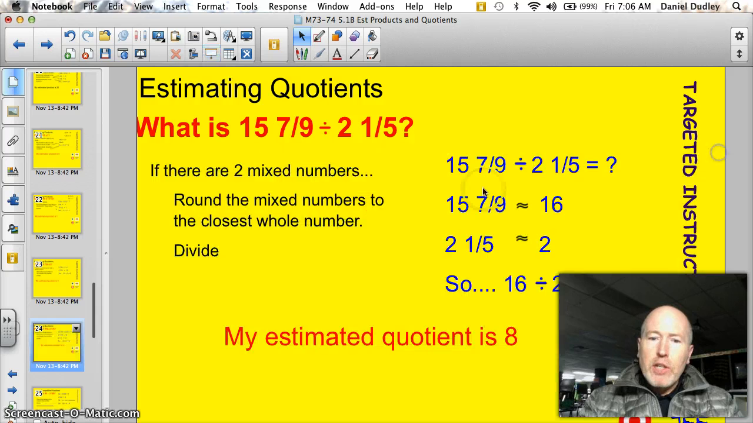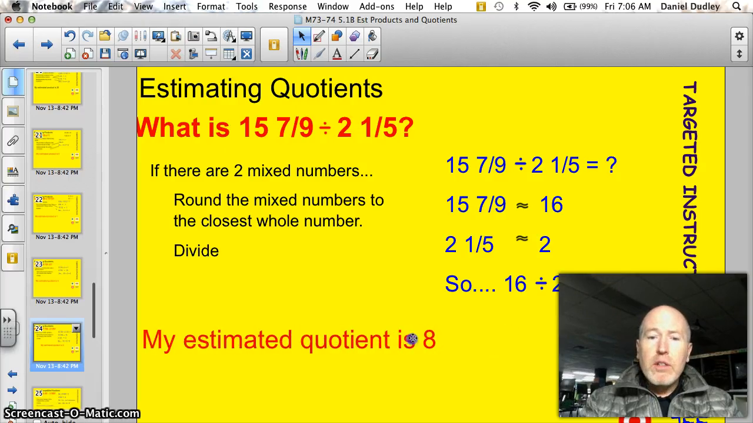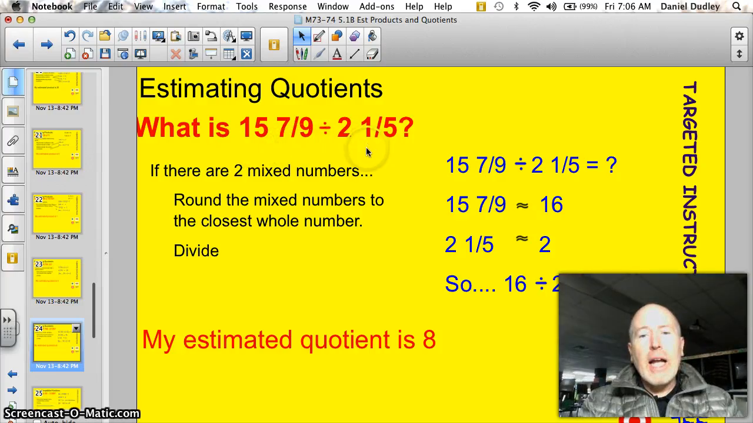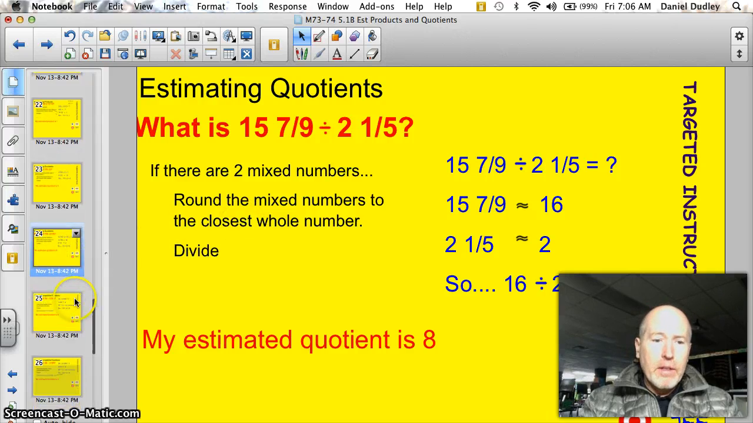All right, let's take a look. 15 and 7/9 divided by 2 and 1/5. Well, 15 and 7/9 is approximately 16. It's way over a half, so 15 7/9 rounds to 16. 2 and 1/5, 1/5 is a pretty small number, so we're just going to call that 2. So 16 divided by 2 equals 8. Estimated quotient is 8. Let me go up and double check. That's about 16 divided by about 2. Got it. Alrighty.